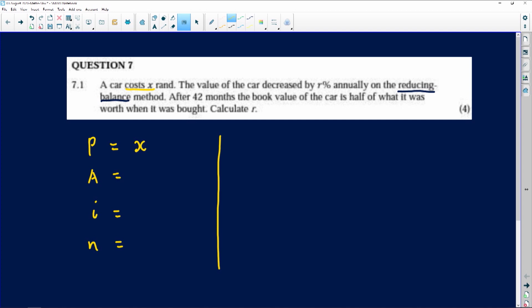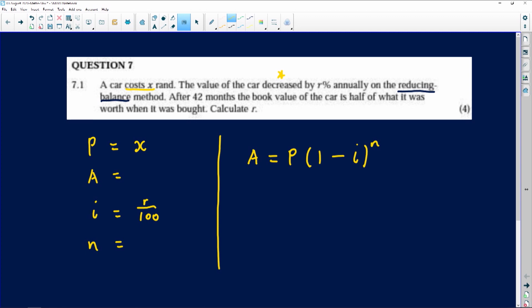The value of the car decreases. This is an important word. We will look at it a bit when we start writing our formulae. By R% annually, which means my interest is going to be R% that's R over 100. They said annually, which means every year, on reducing balance method. Now the formula that we use for reducing balance method is A equals P into 1 minus i to the power of the exponent n. If they said straight line method, then you would use 1 minus i times n. But this one is going to be exponential because they said reducing balance method.